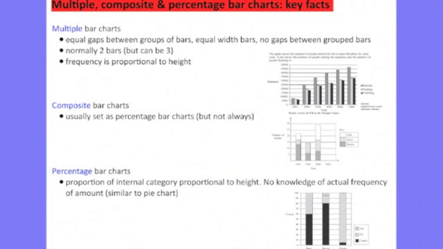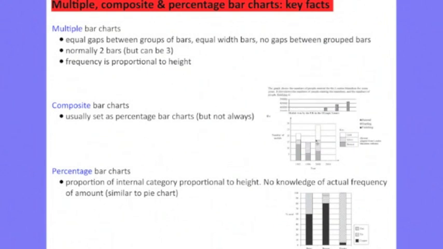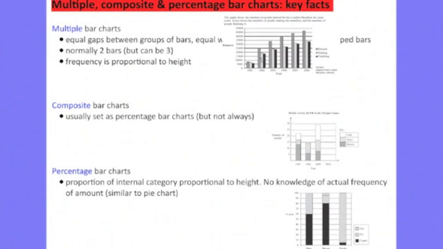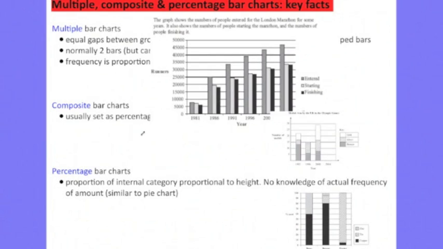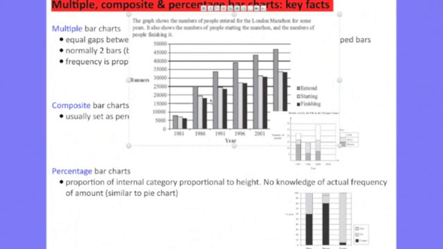Here are 3 different types of bar charts. If we have a look at the first one, this is a multiple bar chart, where there are equal gaps between the groups of bars, equal widths of bars, and no gaps between the grouped bars. Normally you get 2 bars together, but you can get 3. If we take a look at this example together here, frequency is proportional to height.